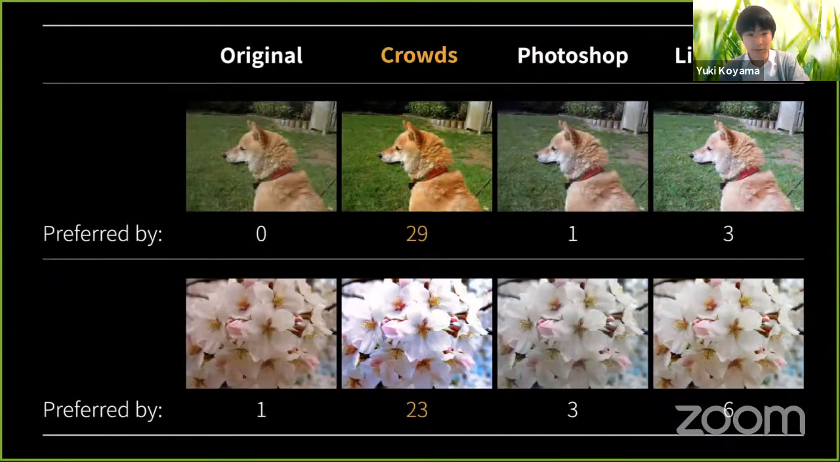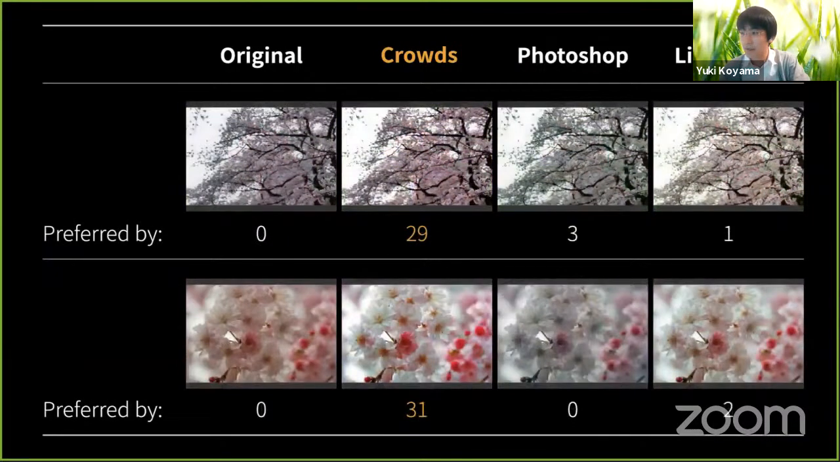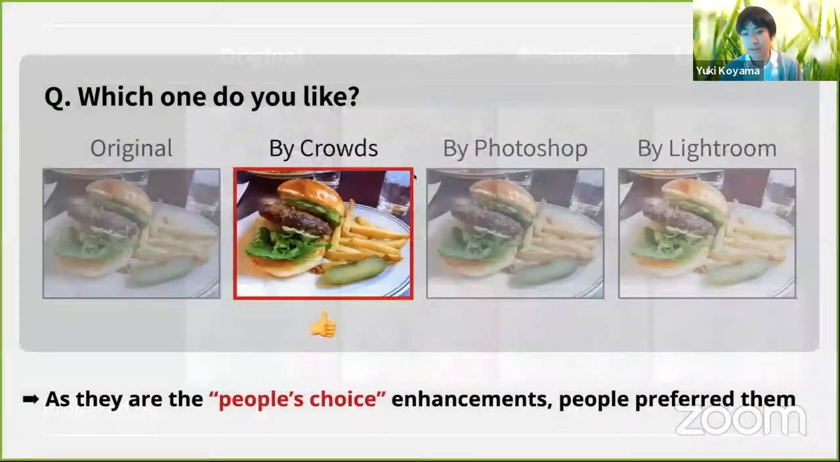And this is another result. And overall, the crowds prefer the results generated by crowds. We consider this result reasonable because the crowd-powered solver can produce a solution that is people's choice. So it is natural that people actually preferred them. So this demonstrates one of the advantages of having crowds in the loop of the optimization.